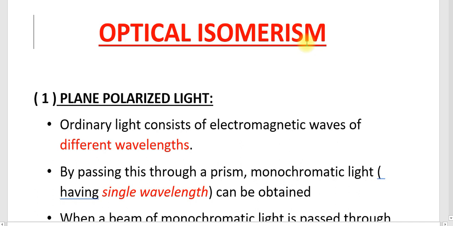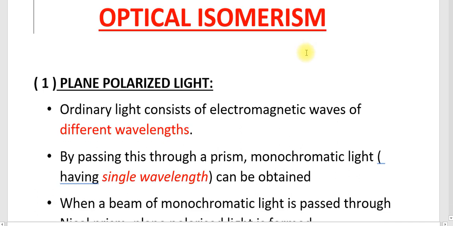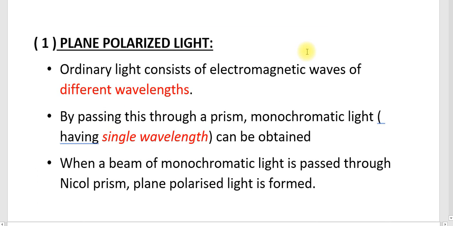So let us see what optical isomerism is. Before entering into the core part of optical isomerism, we want to go through certain small concepts related to this. First one is the plane polarized light. What is a plane polarized light?